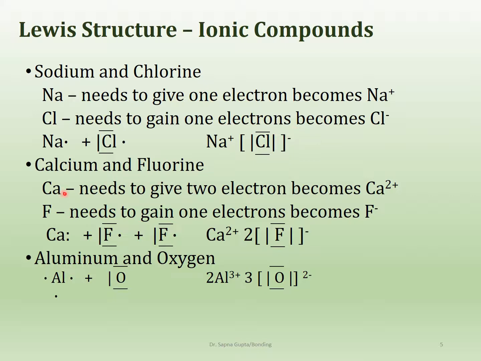Calcium and fluorine: calcium needs to give 2 electrons, fluorine needs only 1 electron. So because calcium needs to give 2 electrons, now you would need to have 2 fluorines over here, in order to form a stable bond. So now we have calcium 2+ and then the 2 fluoride ions.